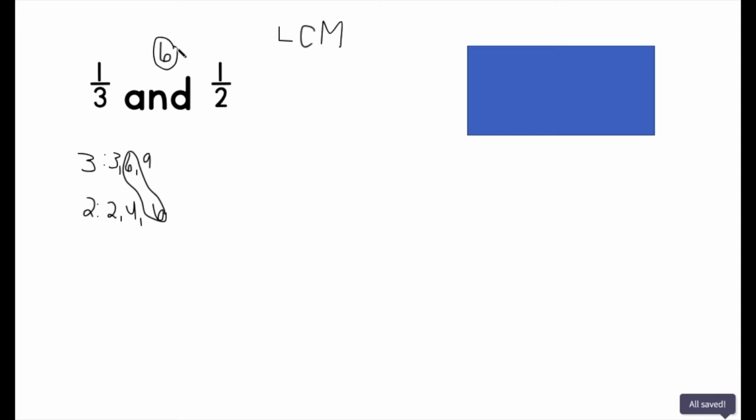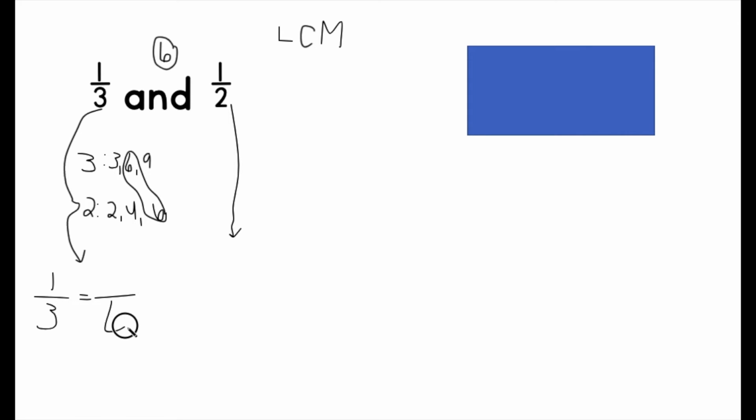So now that I know that, I can now change 1/3 into something over 6 and 1/2 into something over 6. So this goes back to what we were talking about with our equivalent fractions. So what we're going to do is write 1/3 equals something with a 6 as a denominator, and we're going to write 1/2 equals something, guess what, with a 6 as a denominator. So we've seen these problems before when we were talking about equivalent fractions, right?